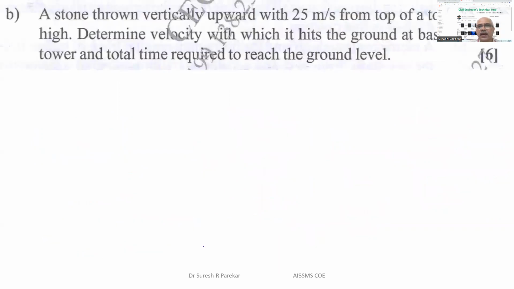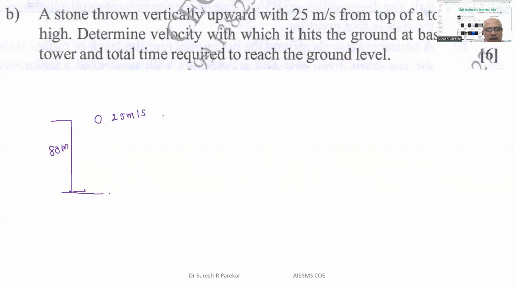So likewise, we have to go to the next problem, and this was the last problem. A stone is thrown vertically with 25 meter per second from the top of a tower, 80 meters. So now I will go a little bit fast. This will be 80 meter, and the initial velocity is given as 25 meter per second, and that is given upward, clearly mentioned. So I have mentioned it as plus. Then determine the velocity with which it hits the ground at base level of the tower and the total time required.